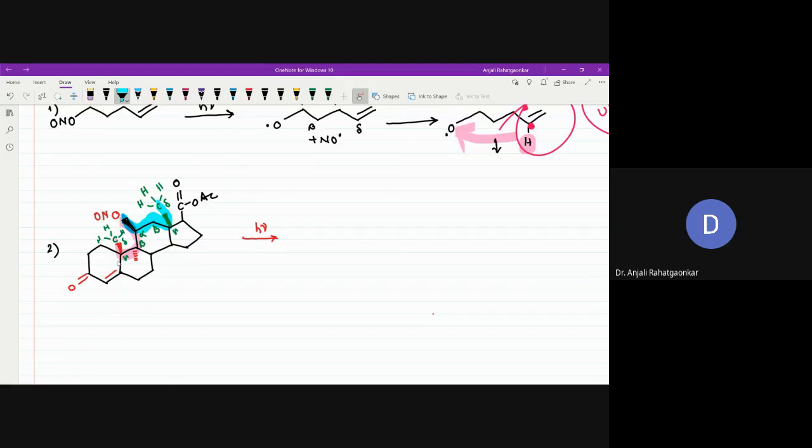Yes, बंद हो गया है क्या मेरा माइक्रोफोन?